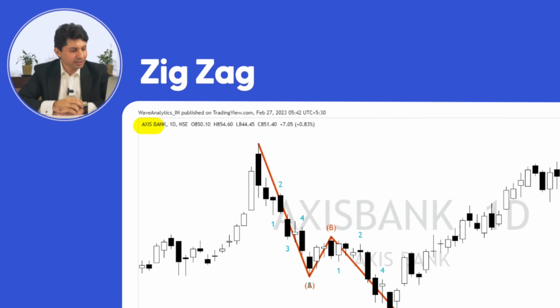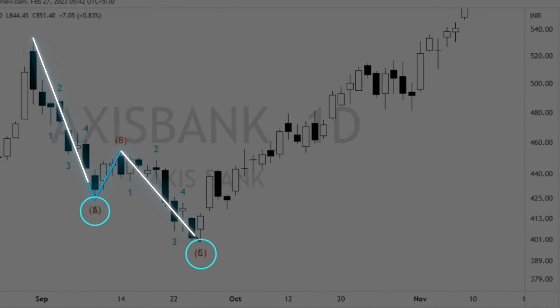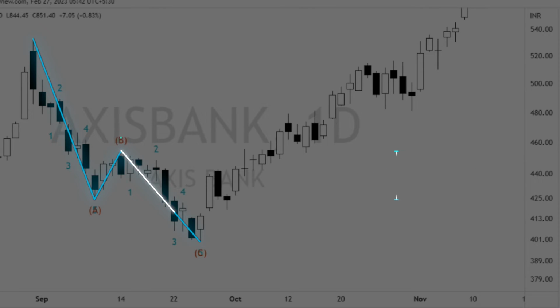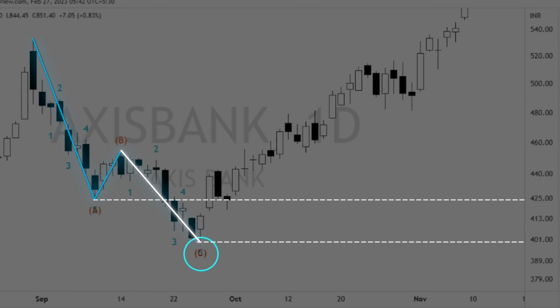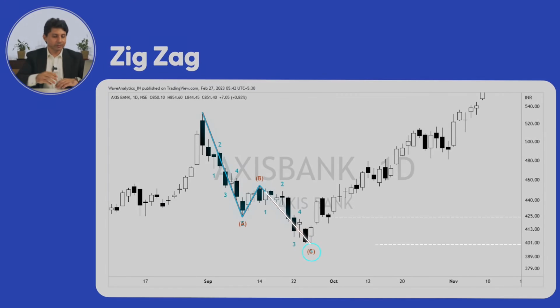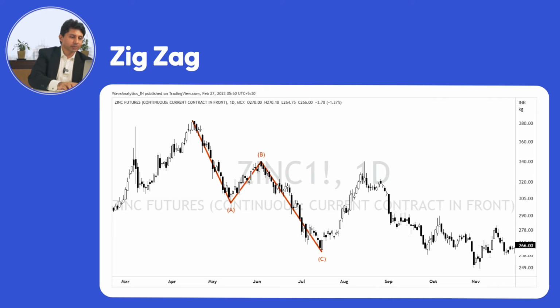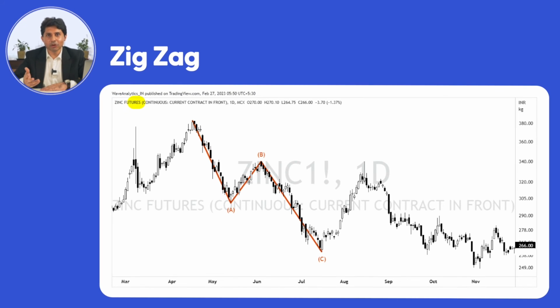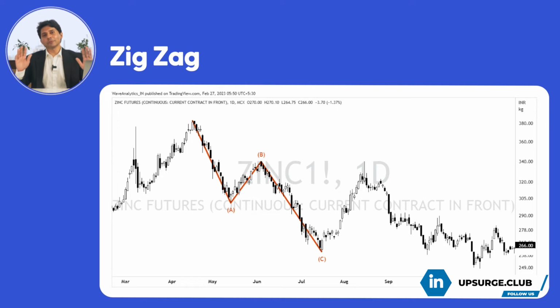First example is of Axis Bank. As you can see, wave A and C both are impulse waves. B did not retrace 61.8% of A, and after that C has gone below A and it has completed the zigzag formation. The second formation that I want to discuss is on zinc. Even in commodities it forms. Practically, Elliott waves are time agnostic, also instrument agnostic, which means they work on all the time frames and all the instruments.